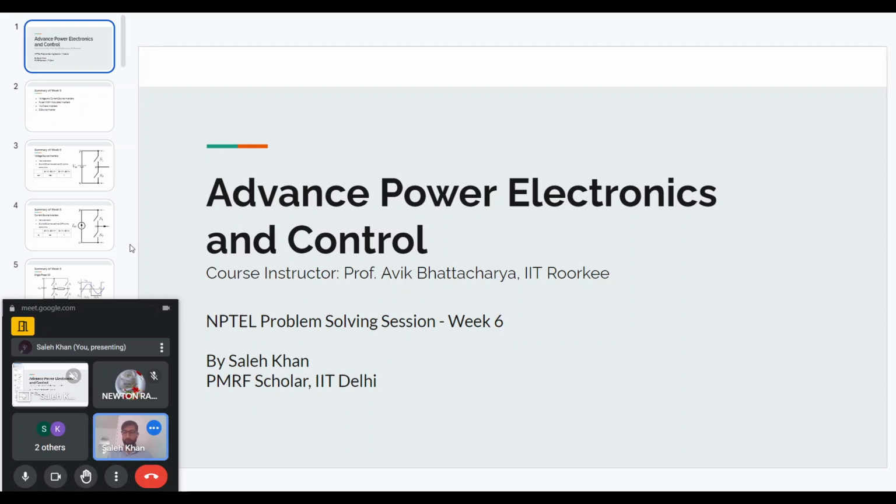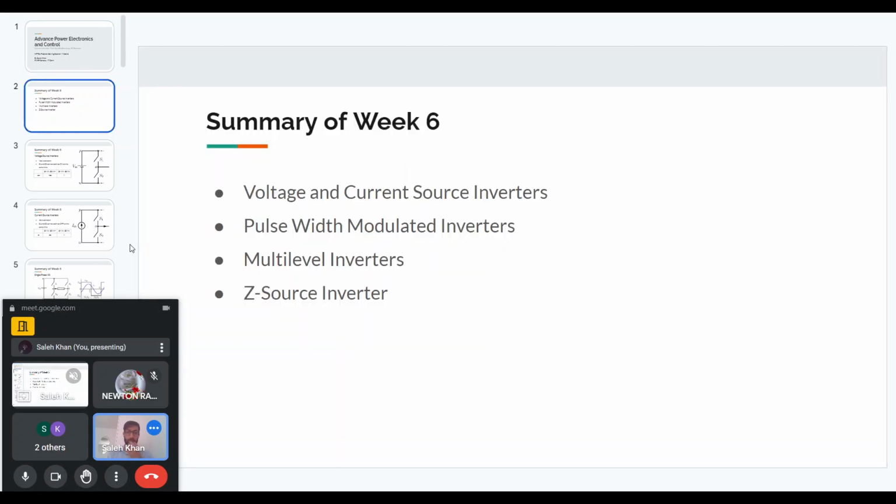I will be conducting these sessions on Mondays. As I usually do, I will begin with a summary of the content that was taught in the week. This time the following topics were taught. We started with voltage and current source inverters, then moved on to pulse width modulated inverters, then talked about multi-level inverters, and finally the Z source inverter.